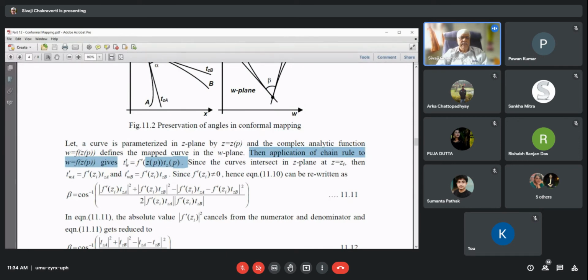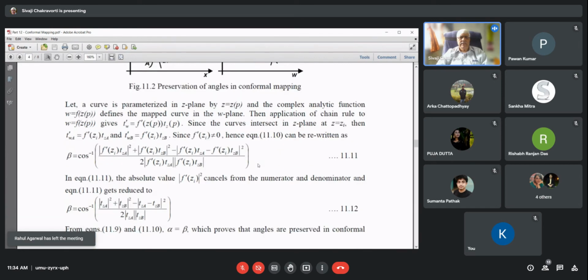That means the tangent at w is the tangent at the z plane multiplied by the first order derivative of that mapping function f(z). So we are saying that the curves are intersecting at z equal to z_i. Therefore, for the curve A, T_wA from the chain rule application, I am getting this, which is coming from the previous line. Similarly, T_wB as the application of the chain rule, I am getting this.